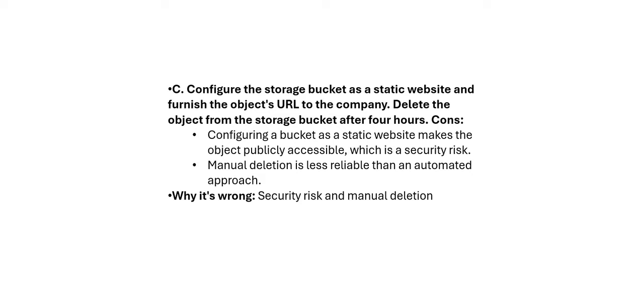So option C, they are telling you to configure the storage bucket as a static website and furnish the object's URL. Delete the object storage after 4 hours. See, the problem is if you make it a static bucket or static website, the object is now publicly accessible. Even though the option is not directly telling you it becomes publicly accessible, for a static website, you should know conceptually that it will expose it to the public. It is a security risk. Second, you are telling I will manually delete. See, manual deletion is risky. What if after 4 hours your administrator went for a coffee break?